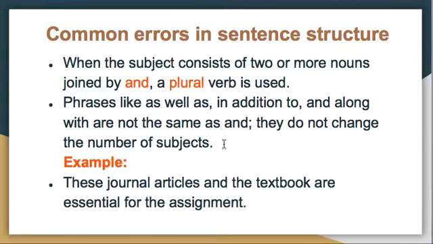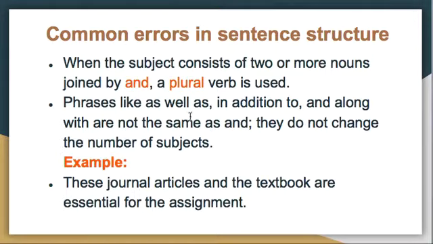So when the subject consists of two or more nouns joined by and, a plural verb is used. Phrases like as well as, in addition to, and along with are not the same as and. They do not change the number of subjects. Like in the example, these journal articles and the textbook are essential for the assignment.